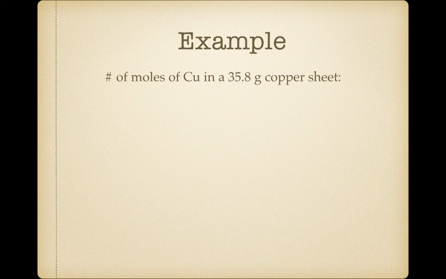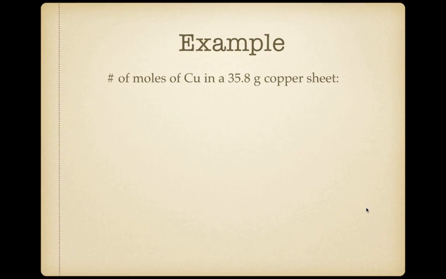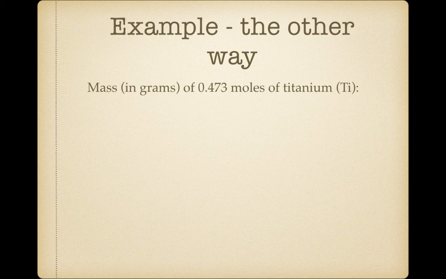So here's an example that we'll try to work out in class. We want to know the number of moles of copper in a 35.8 gram copper sheet. And here's another example we'll try to get to in class. We want to find the mass in grams of 0.473 moles of titanium. So here we know the number of moles of titanium, and we want to figure out how many grams that's going to weigh. Well, that finishes out our lecture 5.